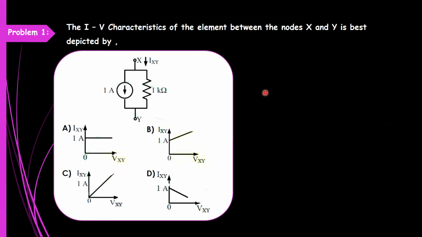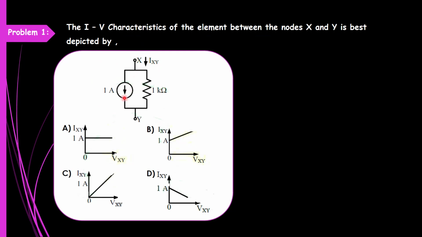So this is the first problem I have taken from electrical paper. First, let me read out the problem. The IV characteristics of the element between the nodes X and Y is best depicted by. So here is the circuit given. For that, we need to find the relationship between current and voltage. IV characteristics. Okay. So let me observe the circuit.